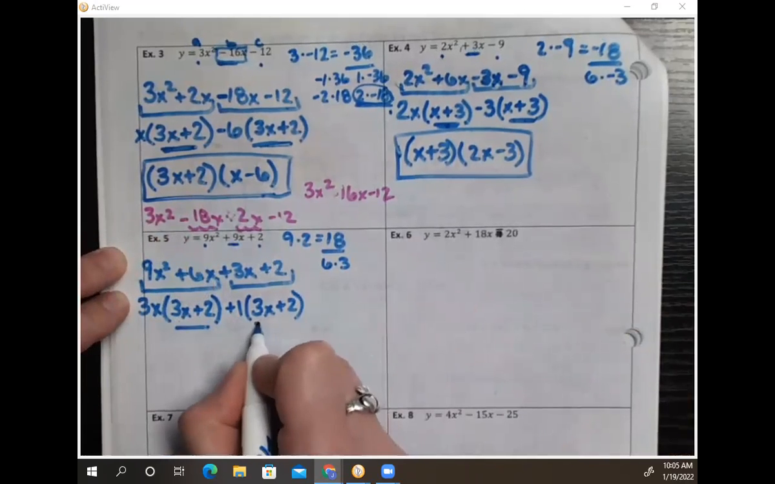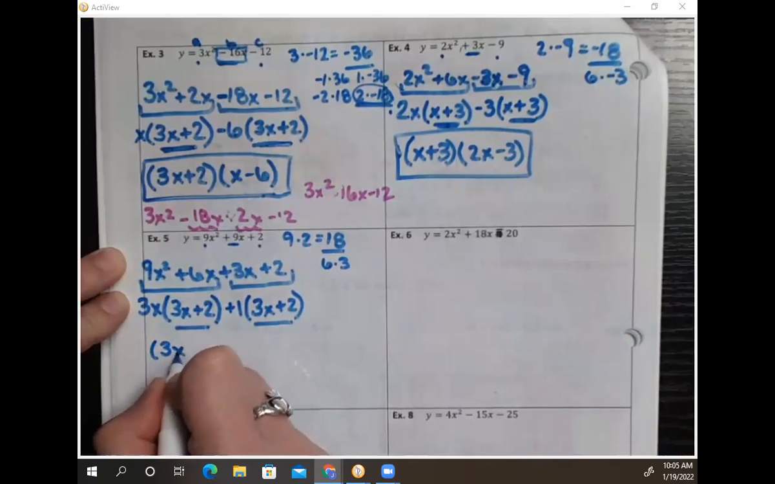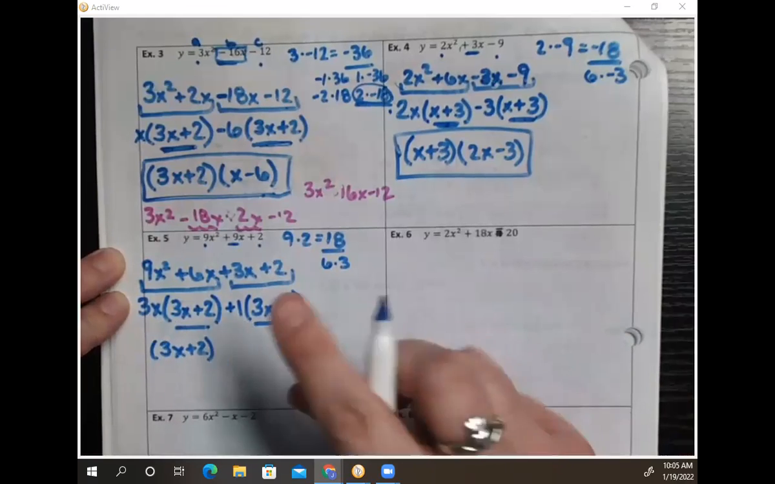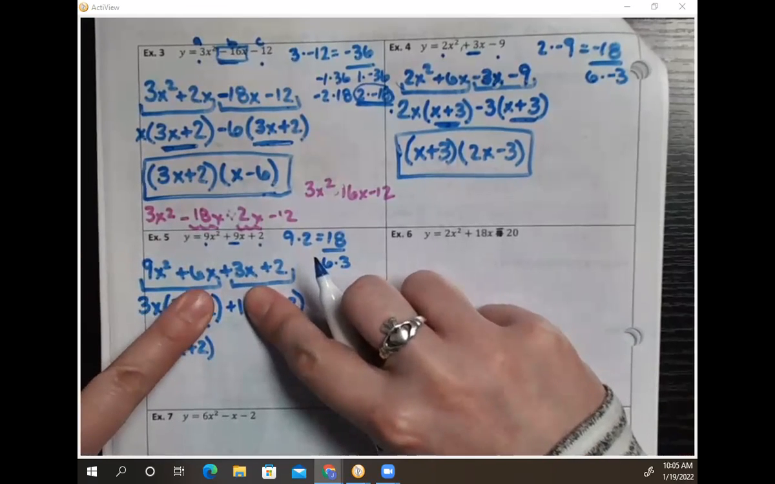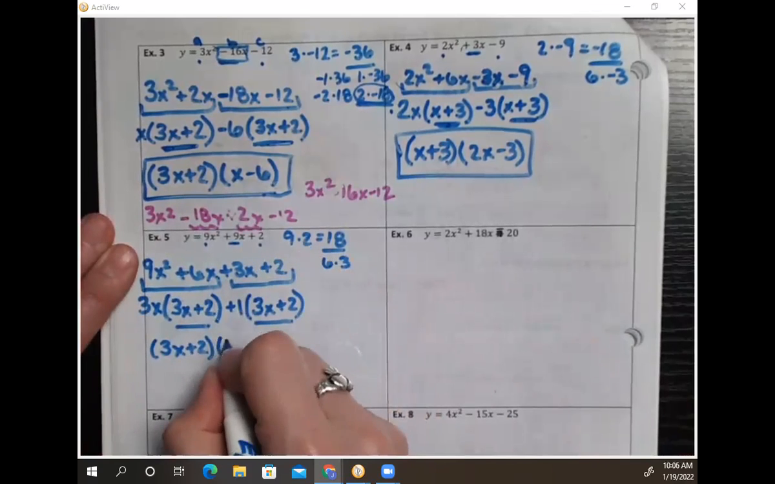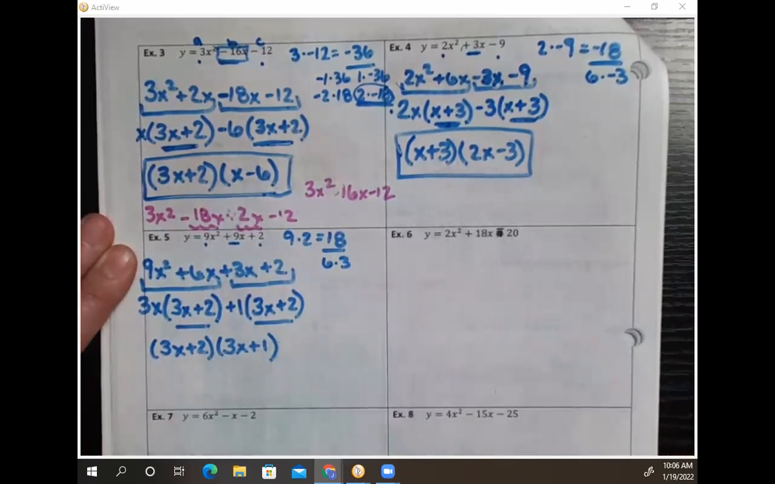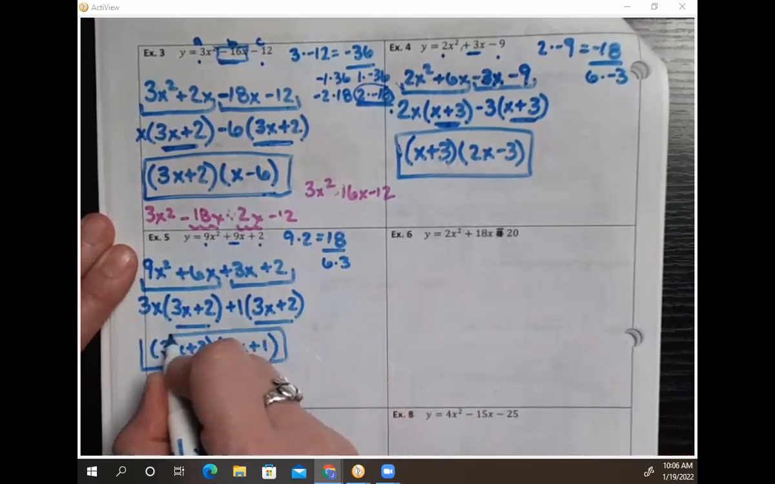Now my stuff in parentheses is the same. So that comes out as my GCF. 3x plus 2 is common to both of these. And then left over, I have 3x plus 1. There's my factored form.